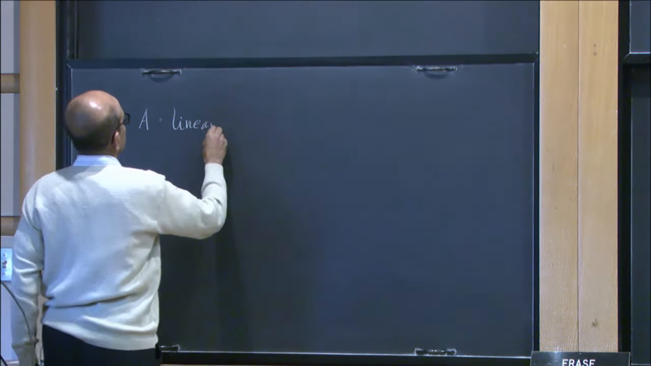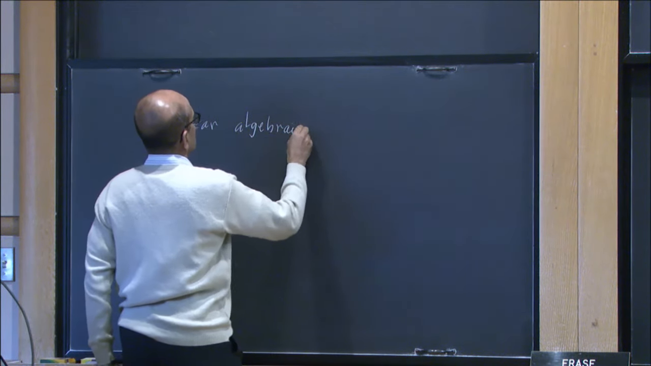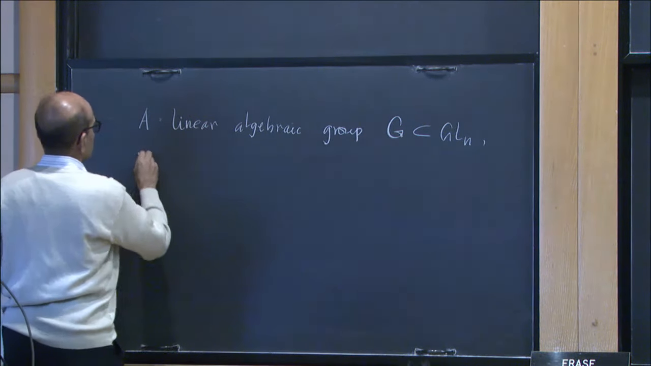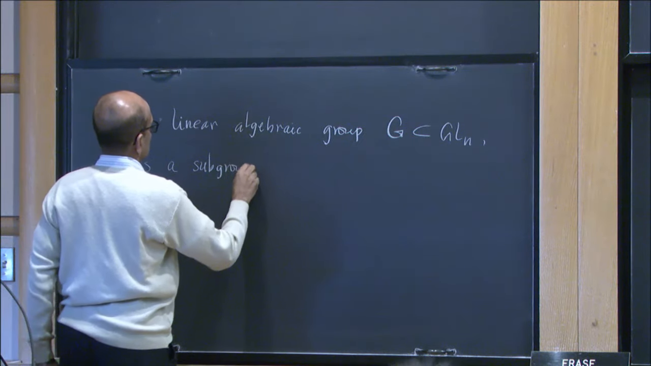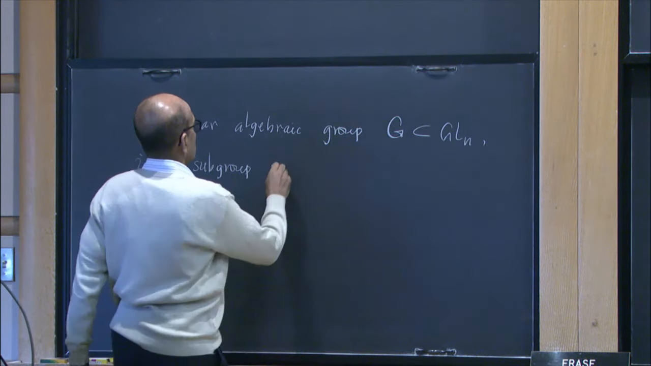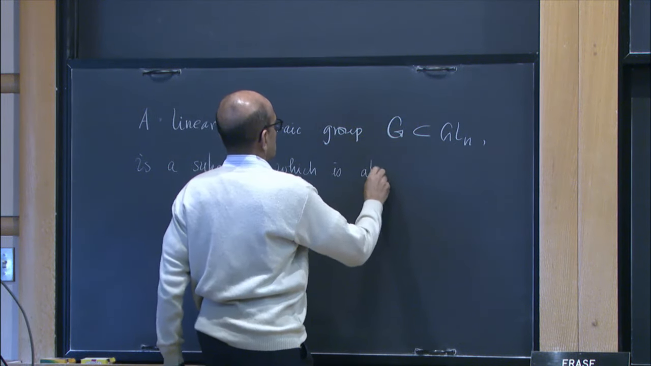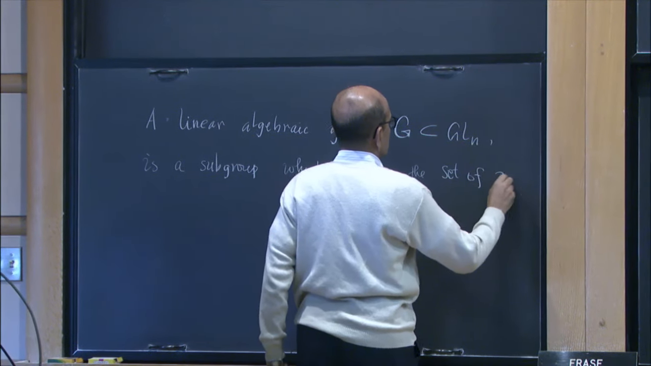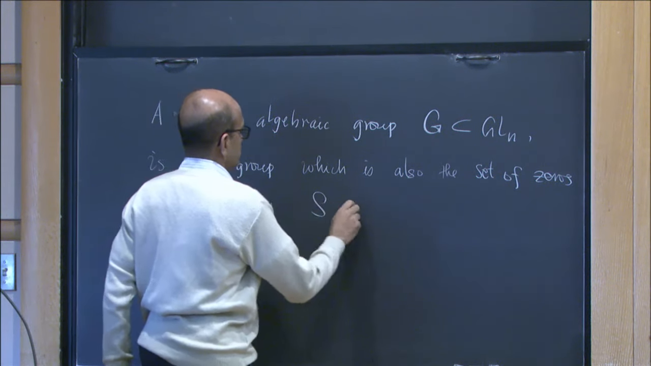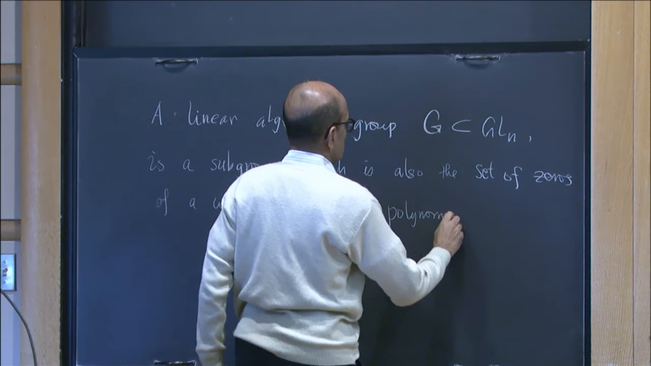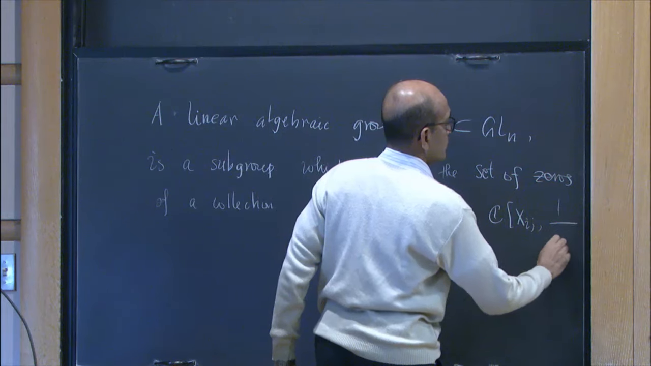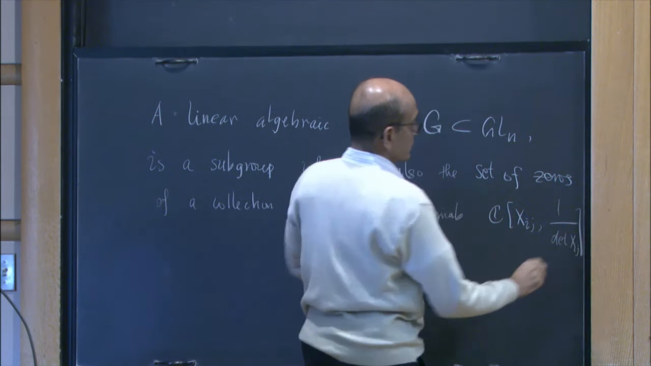linear algebraic group. G in GLN is a subgroup which is the set of zeros of certain polynomials in the matrix entries, which is also the set of zeros of a collection S of polynomials in the matrix entries Xij, and of course this is also considered a polynomial function on GLN.